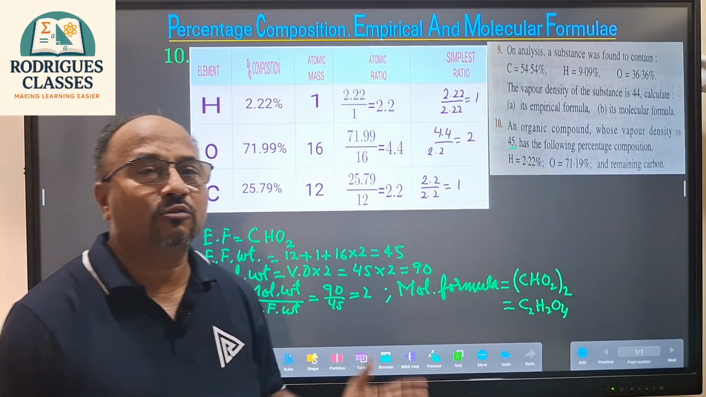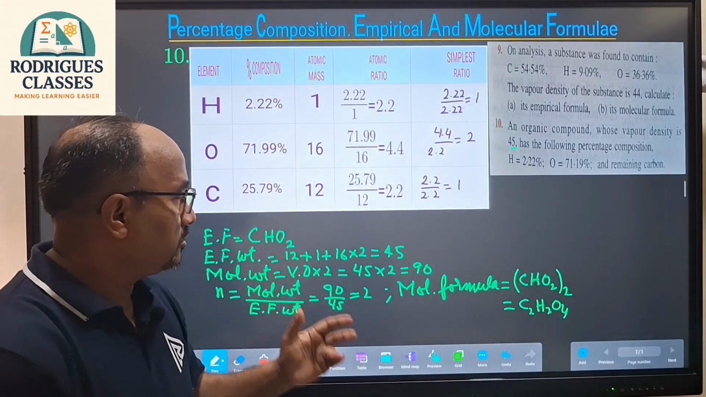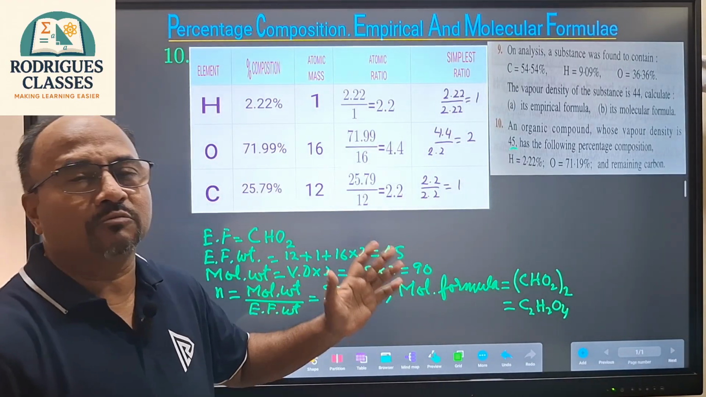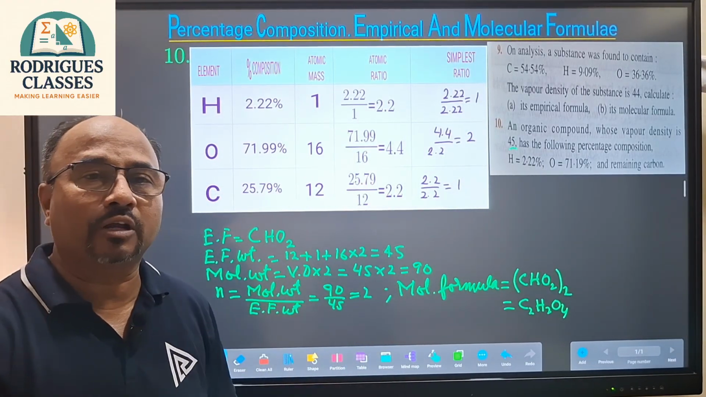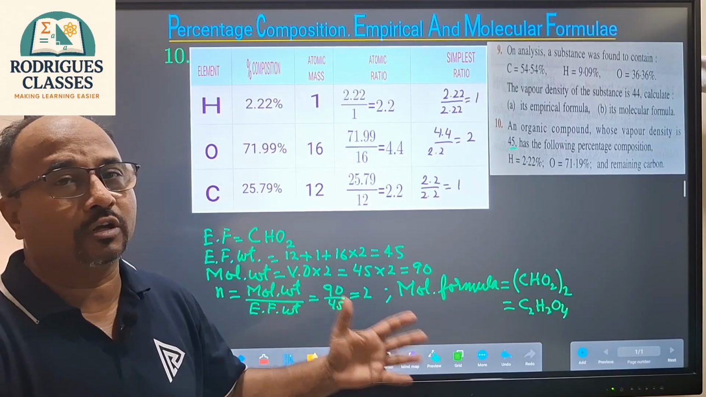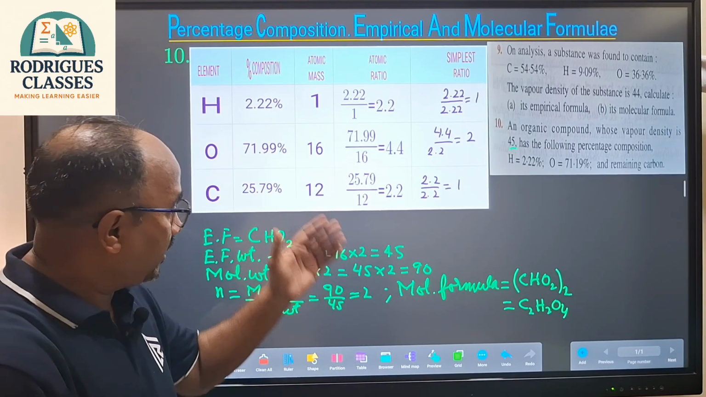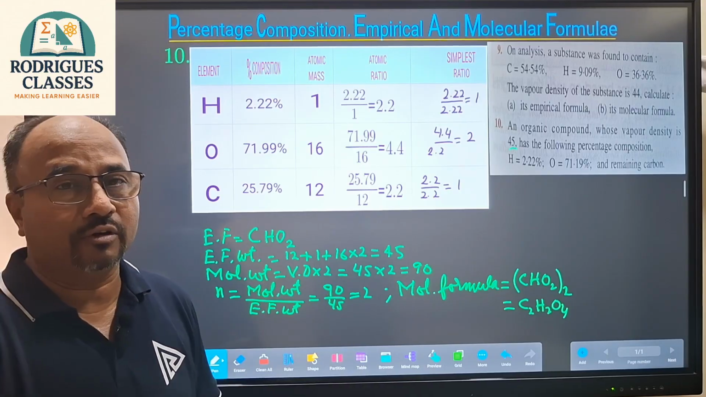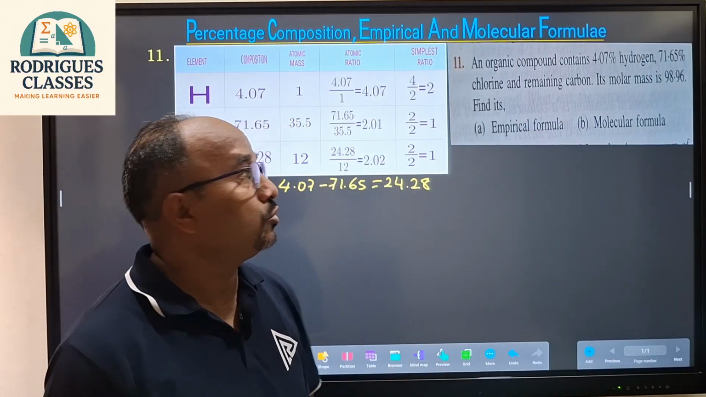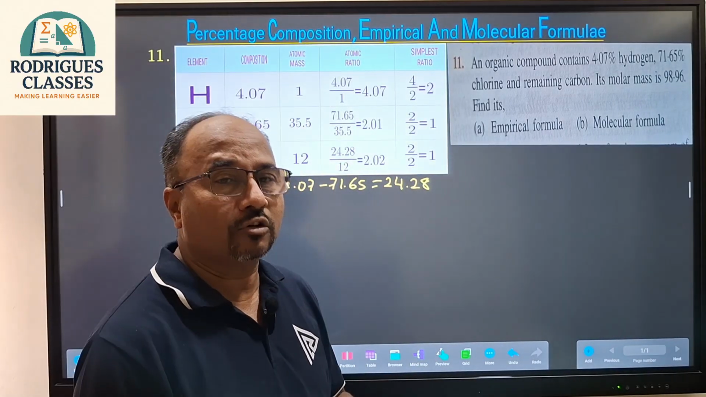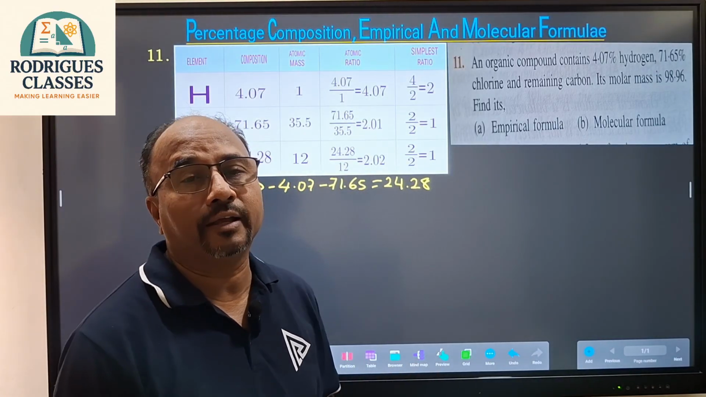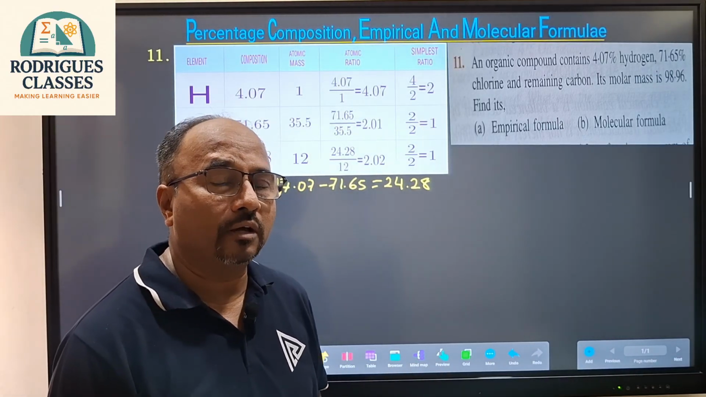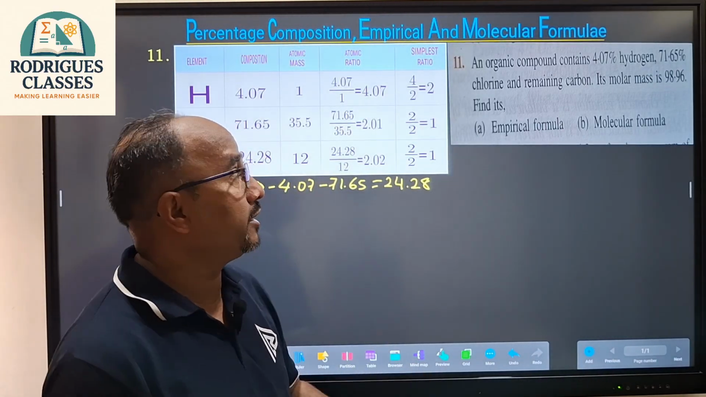So it was similar to the last sum. Okay, we will get a lot of sums like this where the empirical formula is to be found and then the molecular formula is to be calculated, and it will always go in the same way only. So now we come to question number 11, which is also a sum where you will be finding the empirical formula and molecular formula, a type of sum which we have already done.